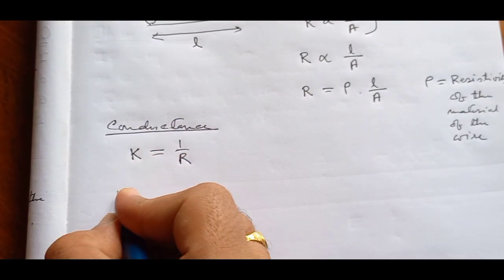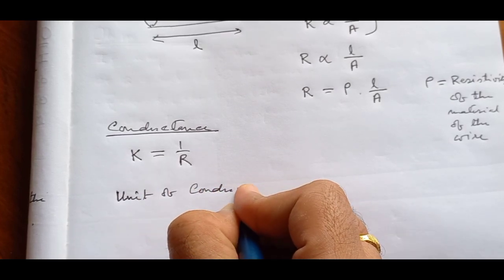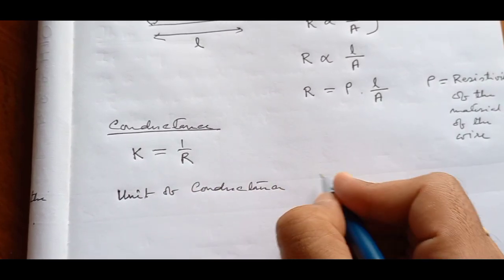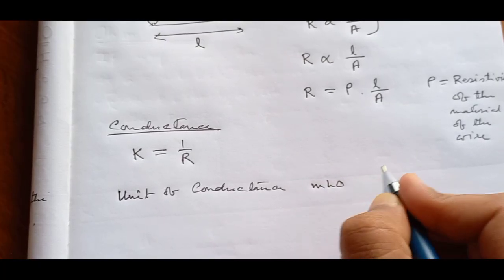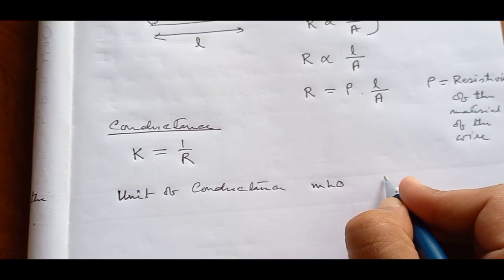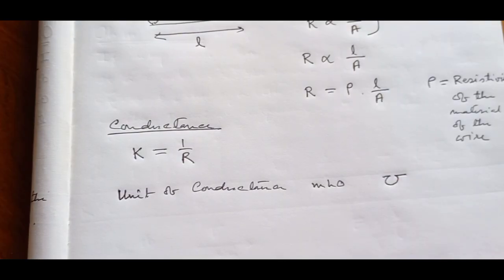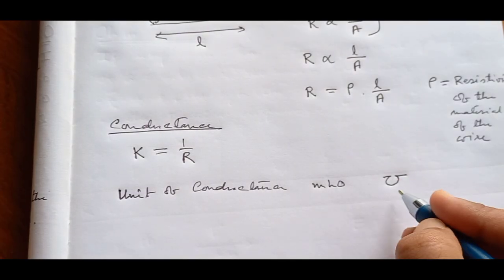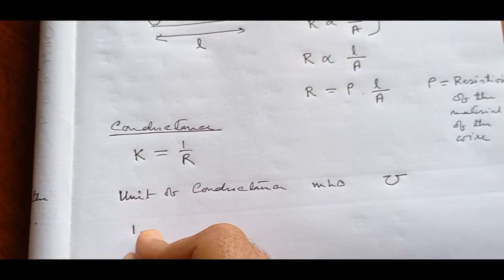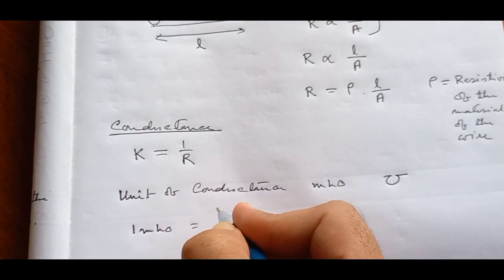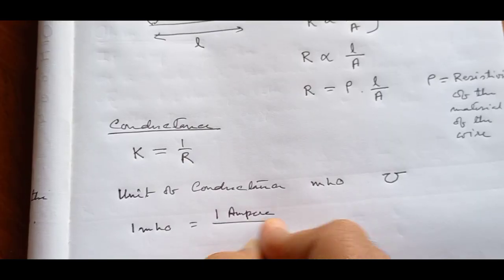What is the unit of conductance? It is spelled MHO, mho, or in notation we can write this in this form, just an inverted omega. Therefore 1 mho is equal to 1 ampere by 1 volt.